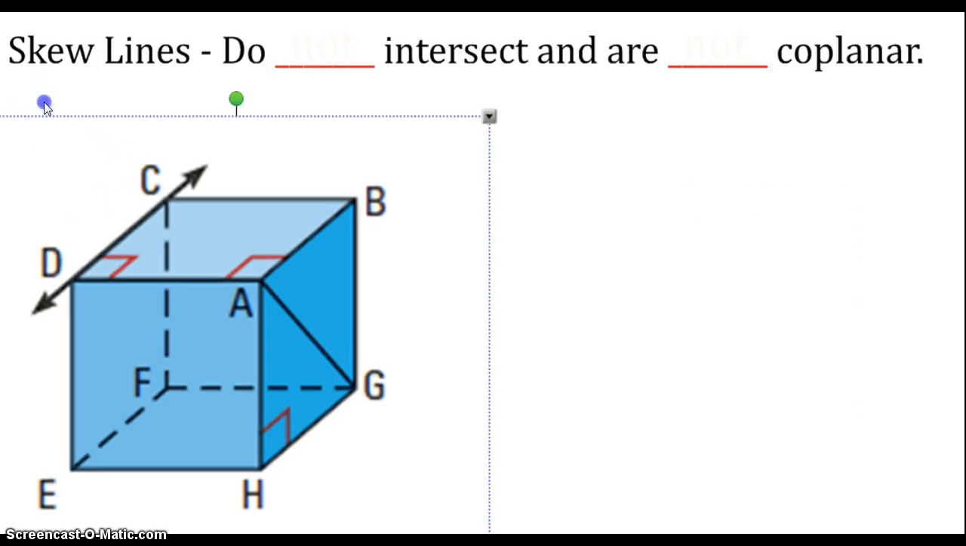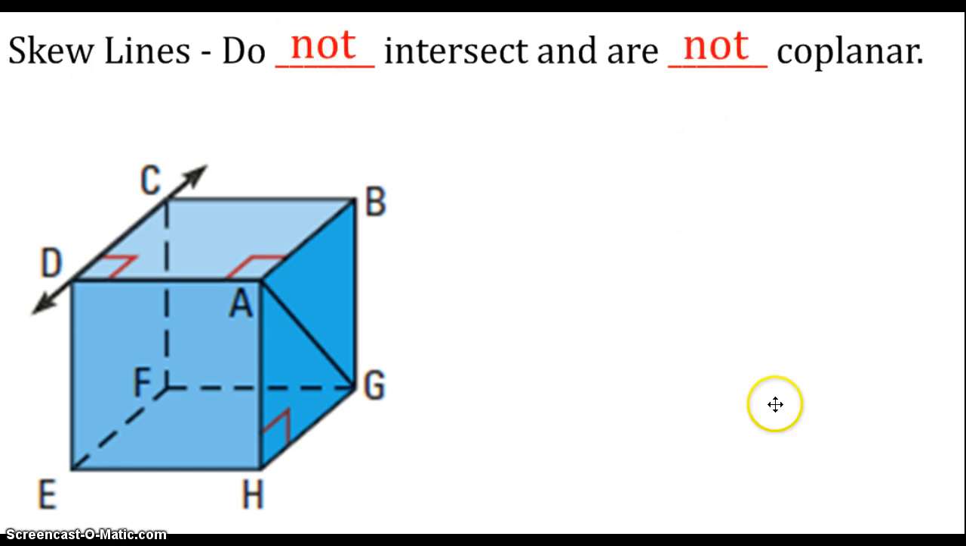Skew lines, which is probably something you've never heard of, are lines that do not intersect and are not coplanar. So they're the opposite of parallel in the aspect that these are not coplanar. So an example of these would be CD over here and BG. So they go in opposite directions, otherwise they'd be parallel, but they do not intersect.